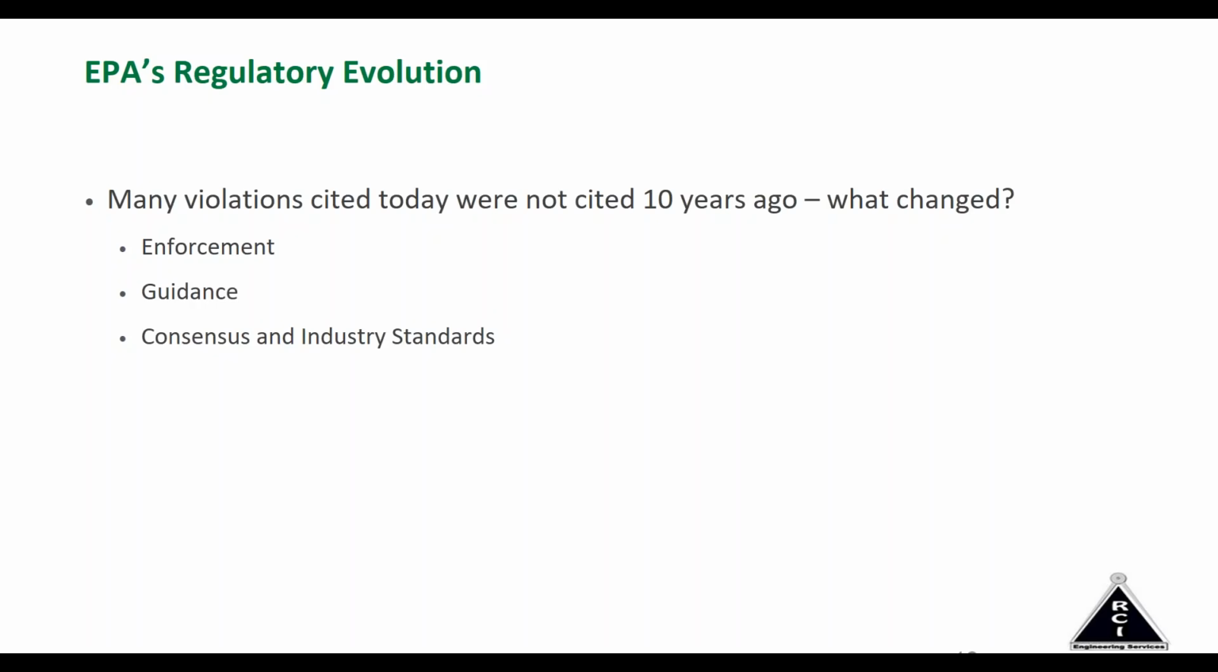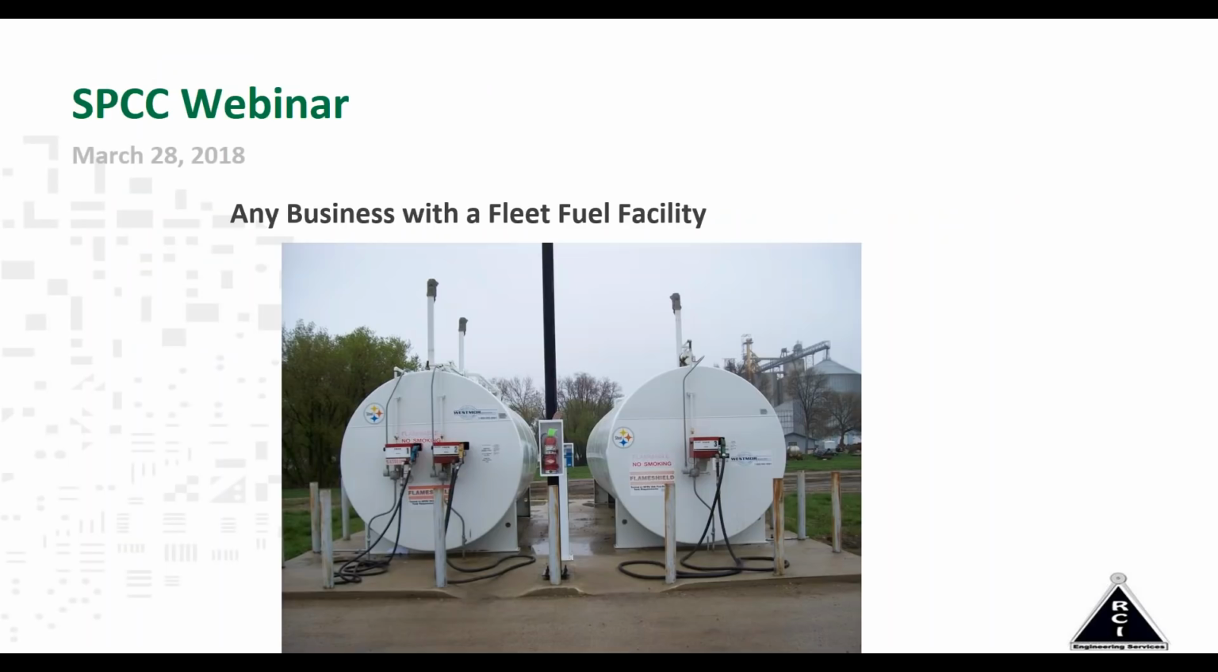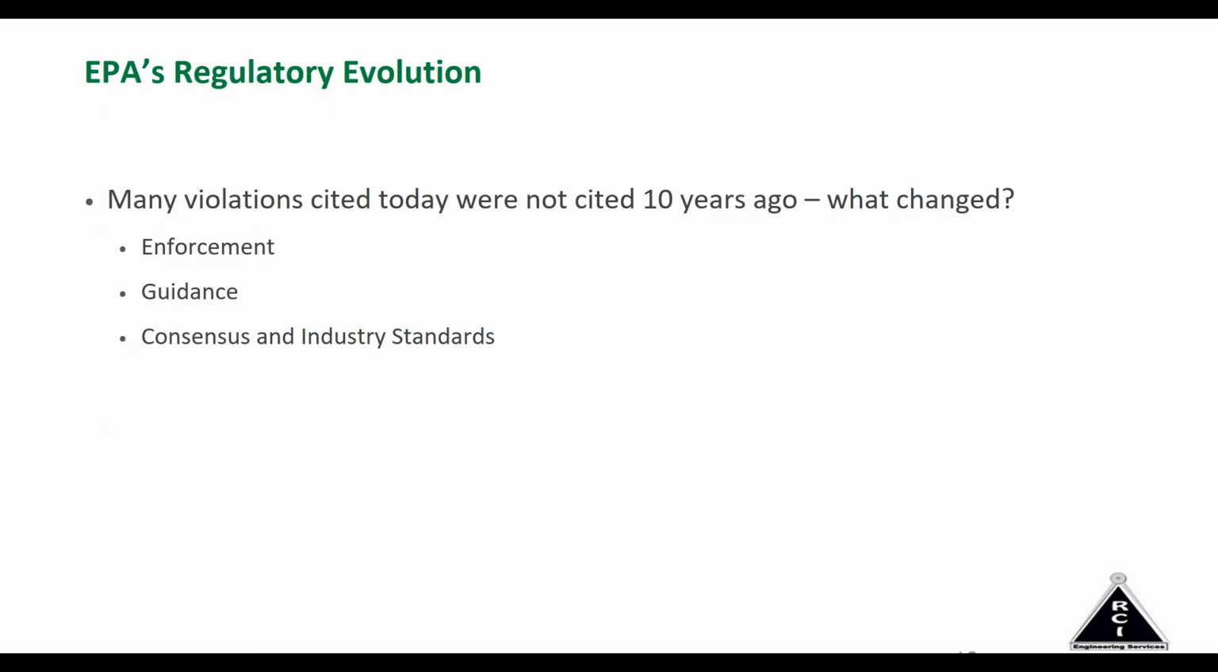In the past 10 years, we've seen the citations go up, and they've become a lot more forceful or picky in their inspections. And it's really because of three main reasons: one, enforcement; two, guidance; and three, consensus and industry standards.